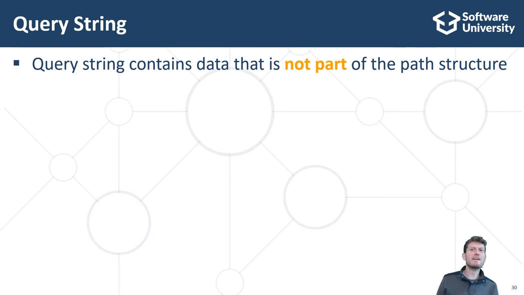The query string in the URL contains data that is not part of the path structure. It encodes URL parameters, which may be sent by HTML forms using method=get, or can be carefully prepared by web developers who write code to perform the HTTP request.